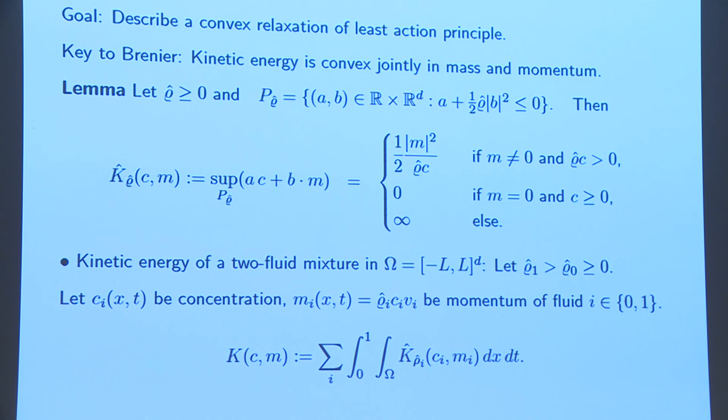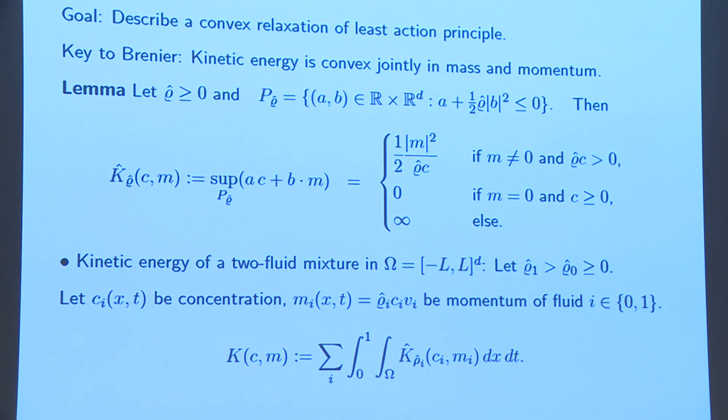So the key element in Brenier's work is the observation that kinetic energy is convex in mass and momentum considered jointly. Mass is basically rho hat c, that's density, and momentum is m, which is rho hat c times v. So that's a convex function of both variables. And using convex analysis, you can write this function as an indicator function of a certain parabolic set. It's a supremum of affine functions, so it's convex. And this is the one that one ends up using to construct the relaxation.